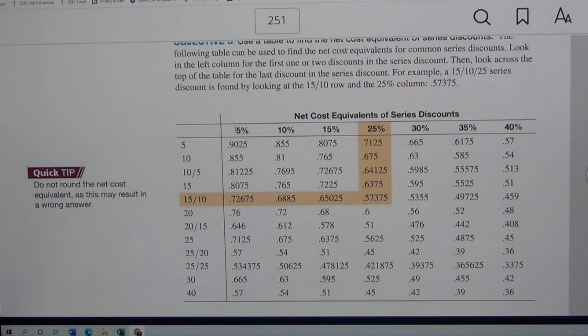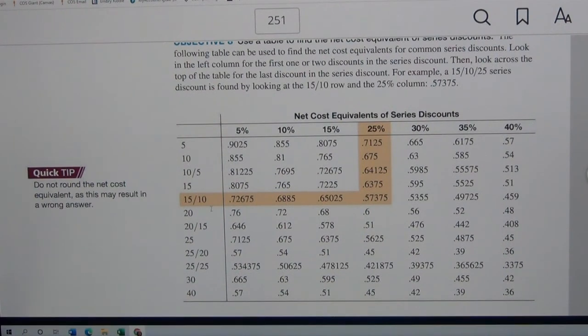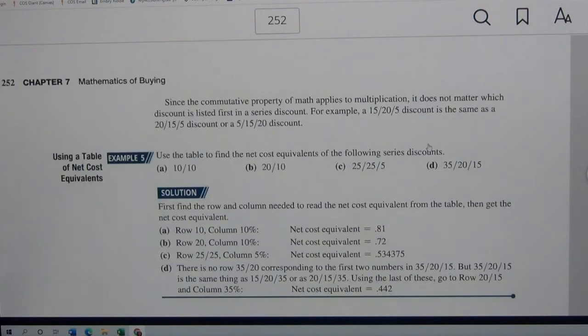Now, the good news is that there are actually some tables that are published every now and then, so rather than struggle with trying to do the computations themselves, you can do the lookups. So if you've got a 5 and 5, well, the equivalent series discount will be 0.9025. 15, 10, 25 will give you 0.57375.